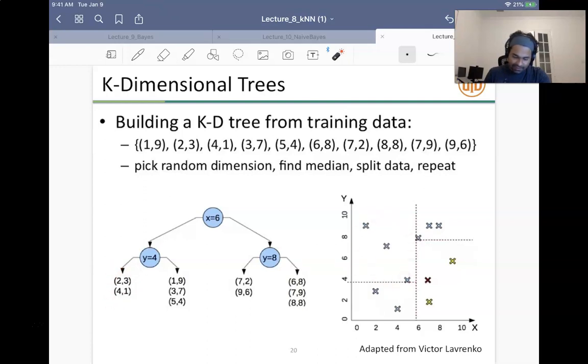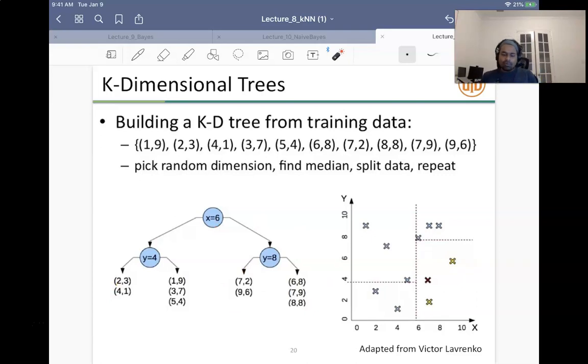This region here corresponds to this, which is 1, 9, 3, 7, etc., right? This region on top corresponds to, I believe, this, which is 6, 8, 7, 9, and then these 2 points correspond to this. Okay, so essentially with this KD tree, I will split this into 4 regions.